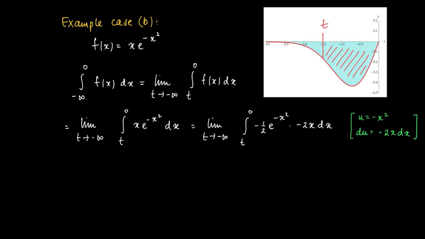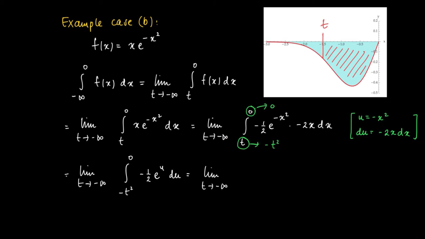Then if x ranges from t to 0, then after substitution, t will go to minus t squared, so u will range from minus t squared to zero. Okay, so this is the picture. We're just going to repeat the limit. Don't get lazy and forget about these limits, since the technique that we use here can only be used in presence of the limit signs. So we get a limit for t to minus infinity of the integral from minus t squared to 0 of the function minus a half e to the power u, which is the easy function we get after substitution.